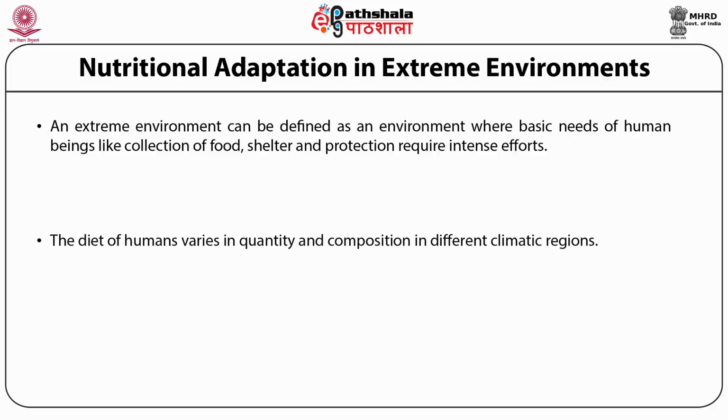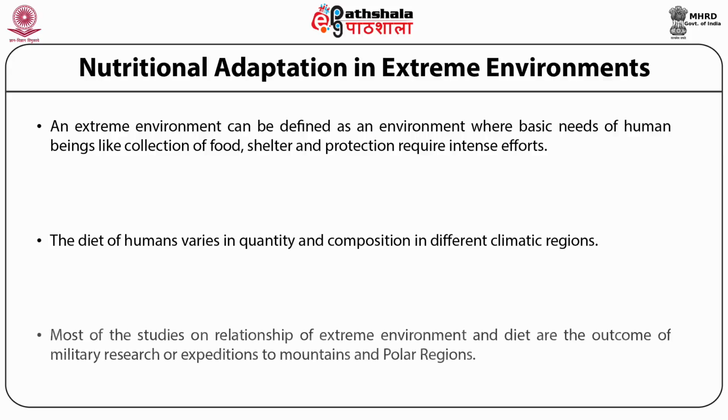The diet of humans varies in quantity and composition in different climatic regions. Although much of this variation may be due to the availability of food in that area, it may also reflect the selection of certain types of food or adaptation to dietary habits which can help the acclimatization process in that particular environment. Most of the studies on the relationship between extreme environment and diet are the outcome of military research or expeditions to mountain and polar regions. Under these types of conditions, high energy expenditure is not always compensated by adequate energy intake.